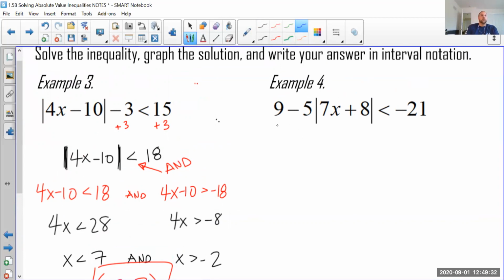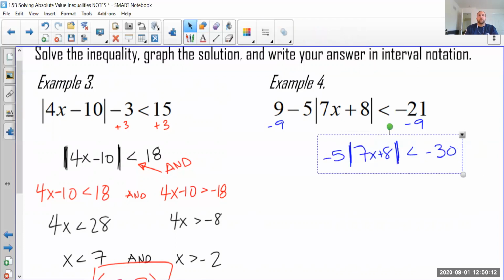The first thing we're going to do, you cannot combine 9 minus 5 and make that 4. Can't do that. That's like if I gave you this and you told me this is 4x. You cannot do that. So don't combine those at the very beginning. So first thing I'm going to do is subtract 9. So I get -5, absolute value of 7x plus 8, less than -30.